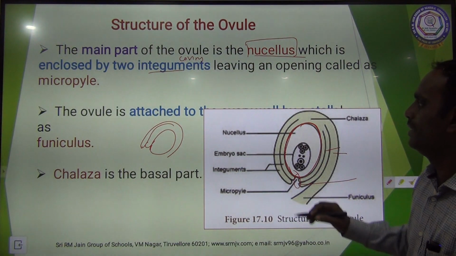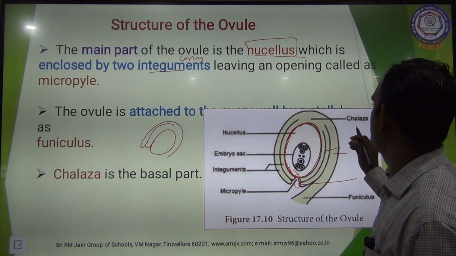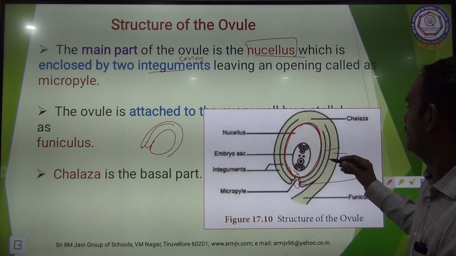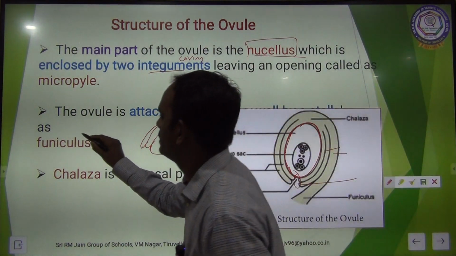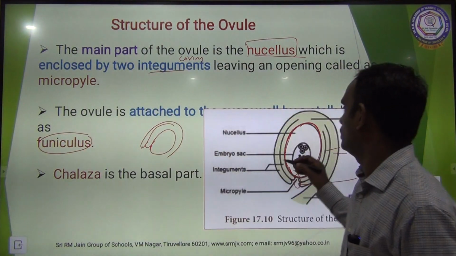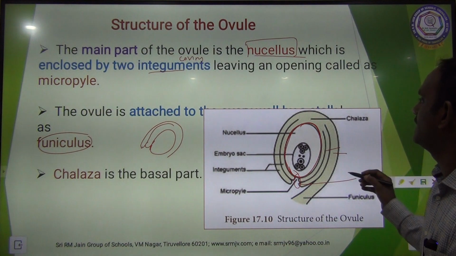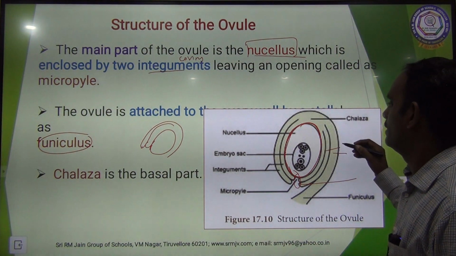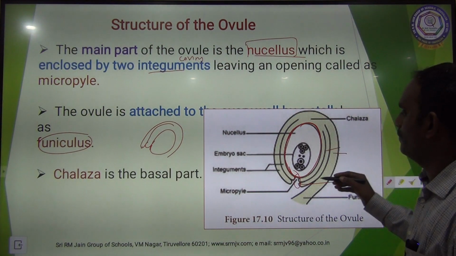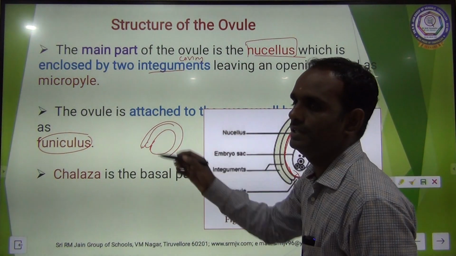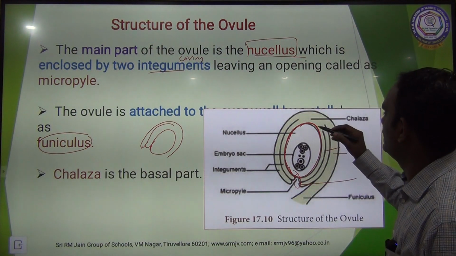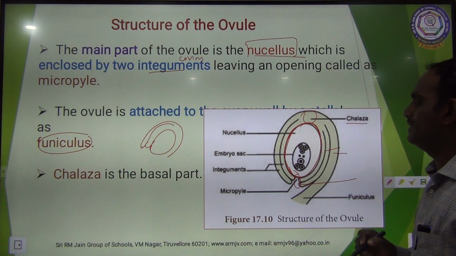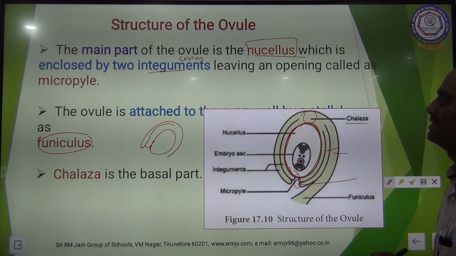Clear? The ovule is attached to the ovary by funicle. The full ovule is attached to the ovary with the help of the part called funicle. Chalaza is the basal part. This basal part is called chalazal part. The basal part of the ovule is chalaza.